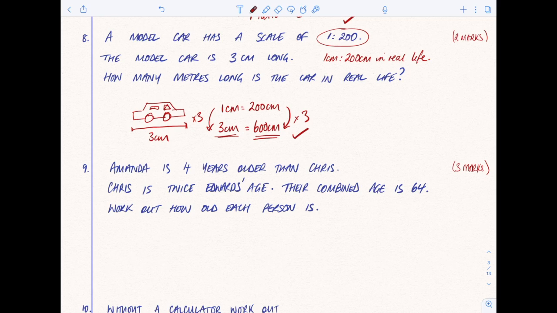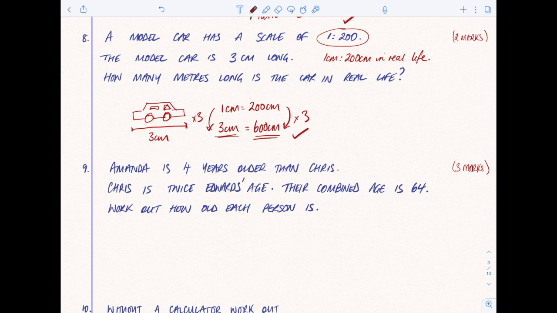It could be 3.5 that it might ask you to do. So if it was that case, you times it by 3, and then add half one again. So if it was 3.5, then the answer would be 700, because 200 times 3.5 would be 700.